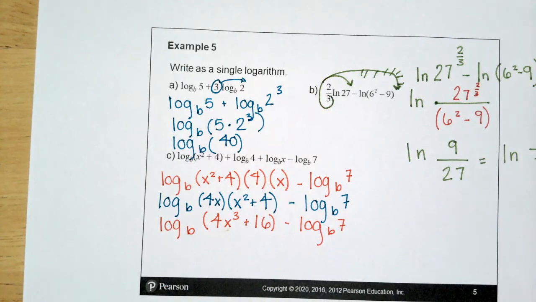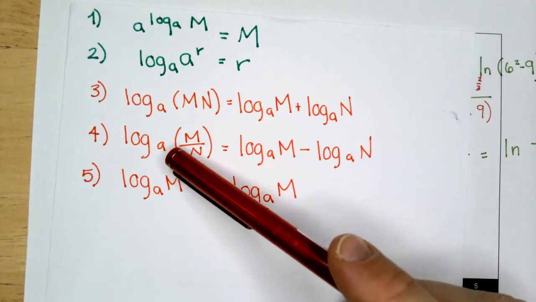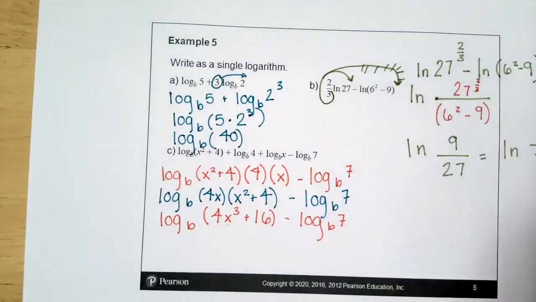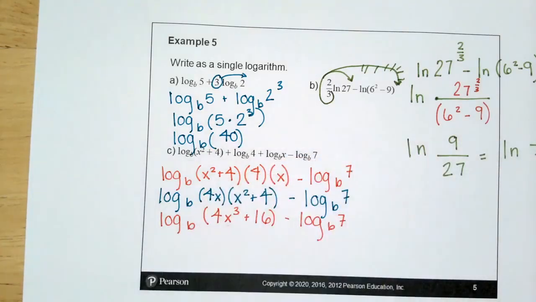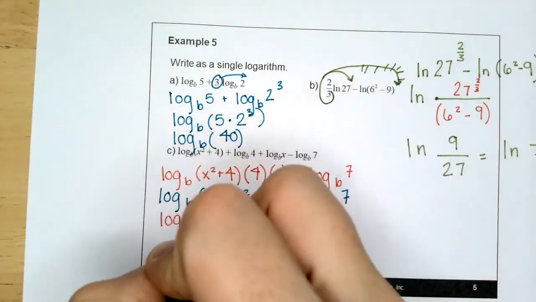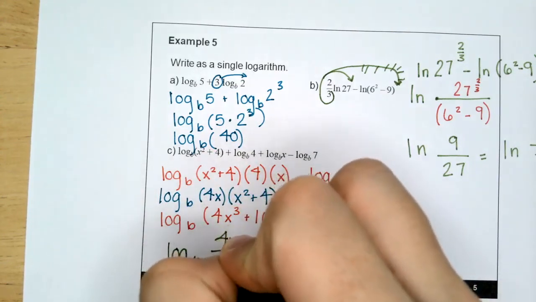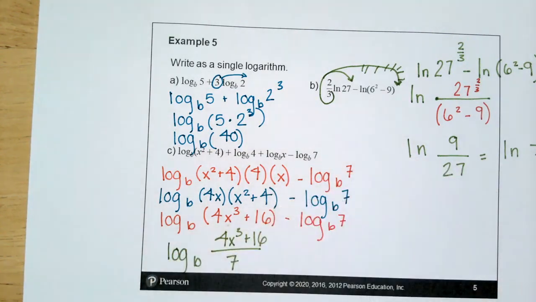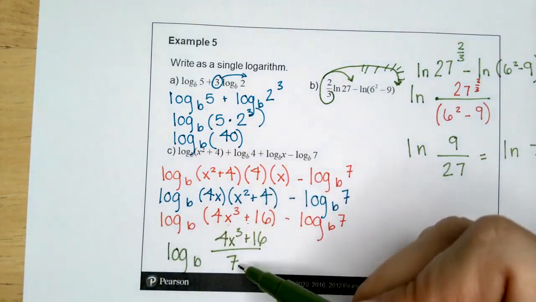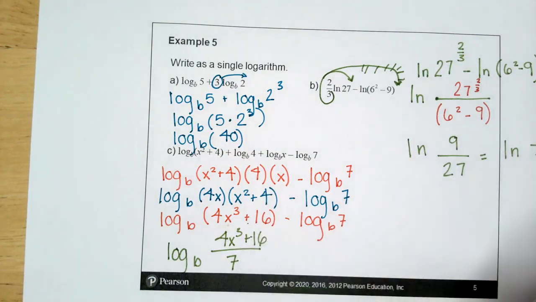Good. And then, because that is a subtraction problem, I can condense it to a fraction. There's nothing I can do to simplify this except turn it into a fraction. So my final answer is log base b of 4x to the third plus 16 over 7. I can't divide 4x to the third by 7 and get a whole number. I can't divide 16 by 7 and get a whole number. So I can't simplify it any further.